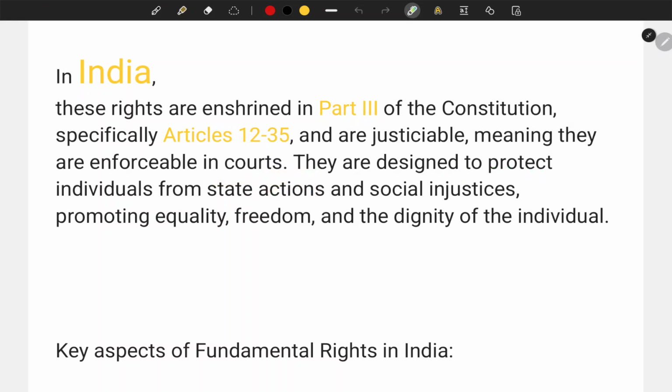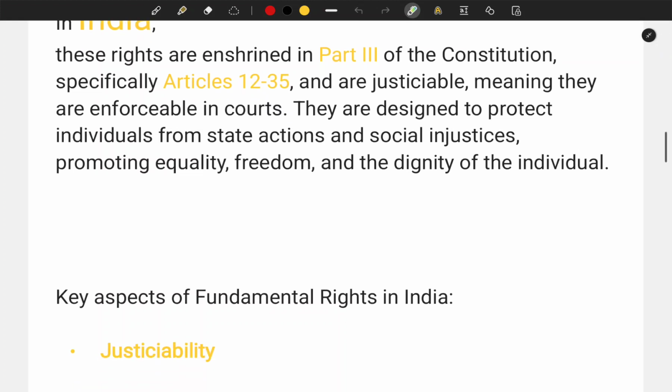They are designed to protect individuals from state actions and social injustice. Say the government is not providing you equality in some aspect, or you are not given, say, the freedom of speech. We will get into the details of what our fundamental rights are further on, but if the state is restricting you from that, or there is an injustice where you should have had a certain opportunity but are not getting it because of some social injustice, then these fundamental rights ensure that they are provided to us, promoting equality, freedom and the dignity of an individual.